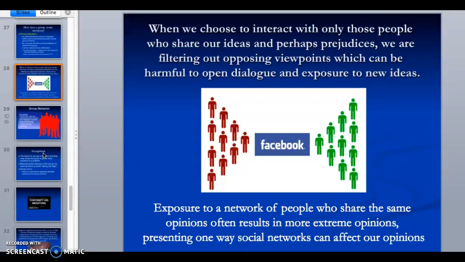So when we choose to interact with only those people who share our ideas and perhaps our prejudices, we're filtering out any opposing viewpoints. People who surround themselves with like-minded individuals and never expose themselves to new ideas or new thoughts are really doing themselves a disservice. It's almost a self-fulfilling prophecy, making sure that their opinions stay as they are. They're not really willing to engage in exposure to other ideas or opinions. And so it often forms a more extreme opinion. This is what social networks do; they allow for that dynamic to happen.